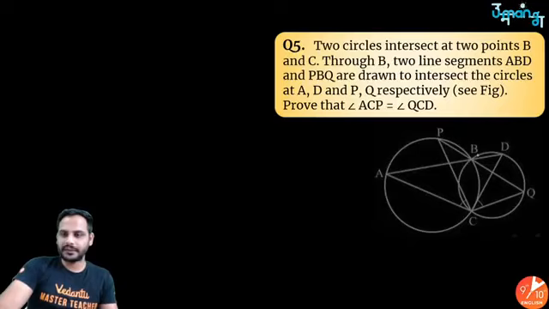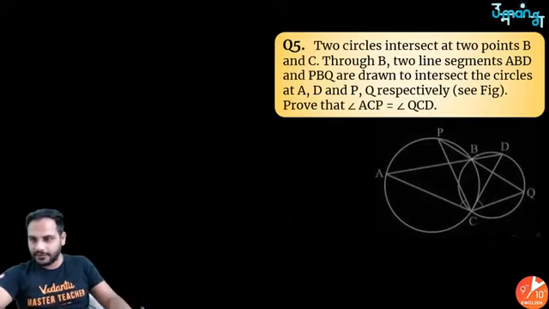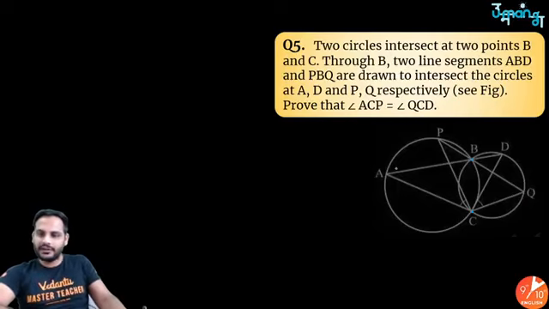Okay. Next question, beta. Next question is this: two circles intersect at 2 points B and C. Okay. Two circles are there. They are intersecting at the point B and the point C. Okay, sir. Through B, two line segments ABD and PBQ are drawn. Got it? Okay. To intersect the circles. So ABD is a straight line. PBQ also is a straight line. So these are representing straight lines.